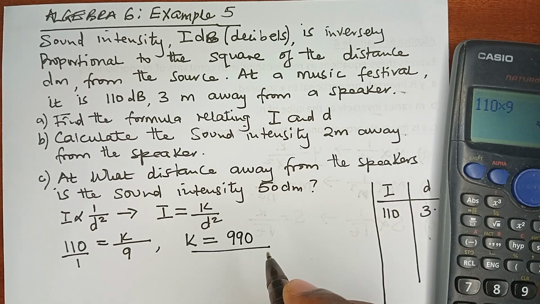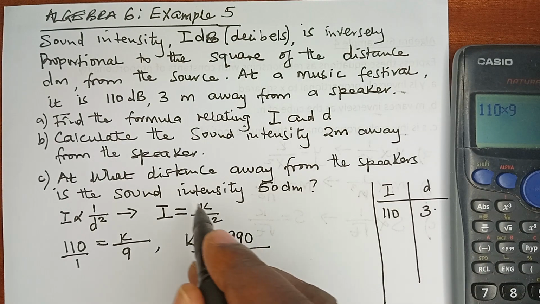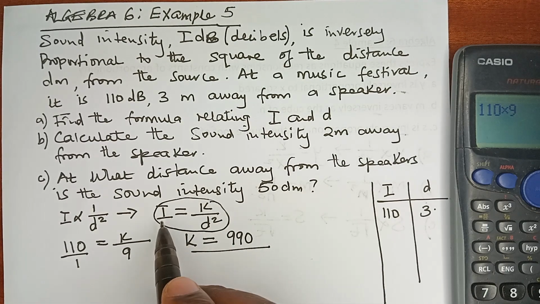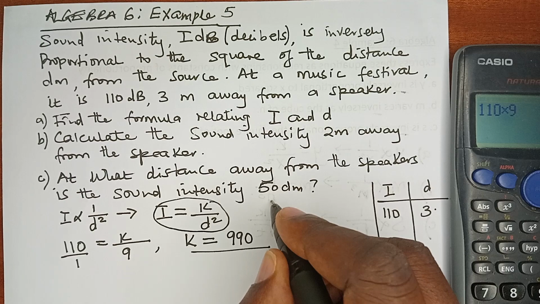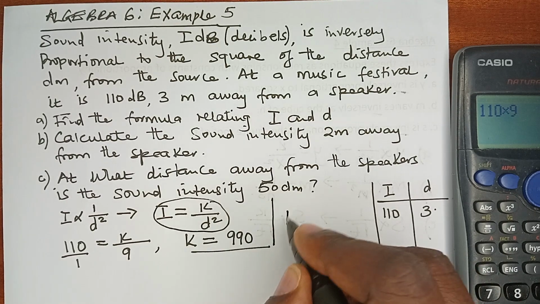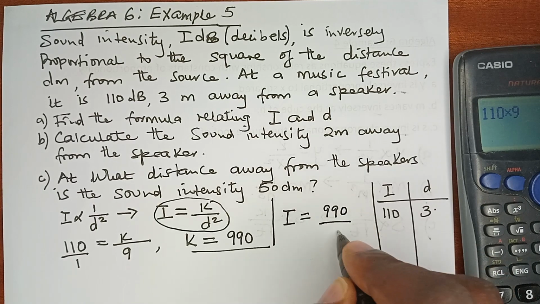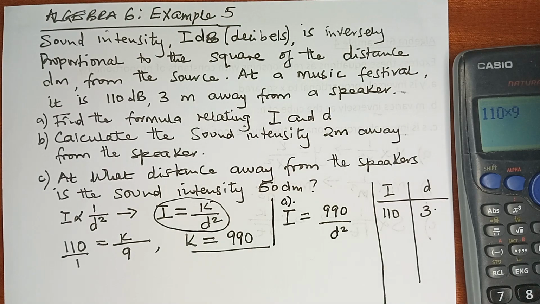Now, part A is asking, find the formula relating I and d, or intensity and the distance. And the formula is very easy because we just take this relationship here, only that we bring in the value of k, because intensity is a variable and the distance is also a variable. They both change. Now, the formula is intensity is equal to 990 over the distance squared. And that is part A of the question.